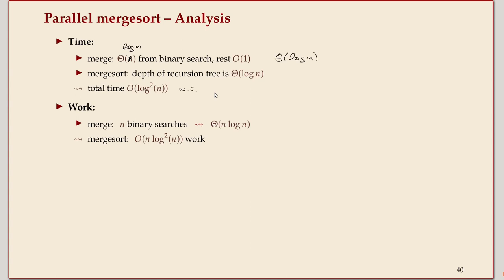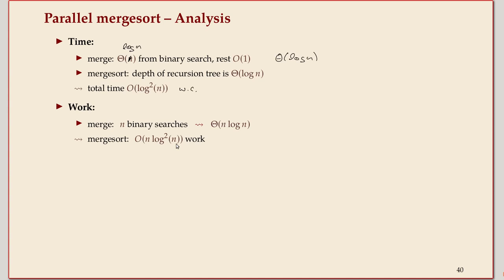But let's look at the work. For Mergesort, we have those n binary searches for every element in a single merge. For every element, I have to do a binary search in the other run. That gives me a log n each. So that's n log n work in total for a single merge. And that I would have to add up over the recursion. This analysis would have to really solve the recurrence, but it will come down to n log squared n.